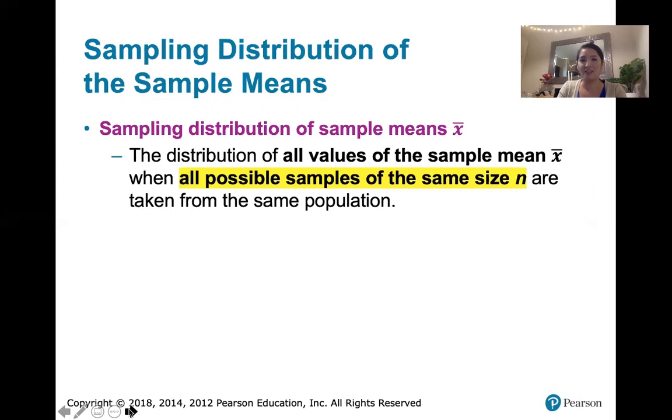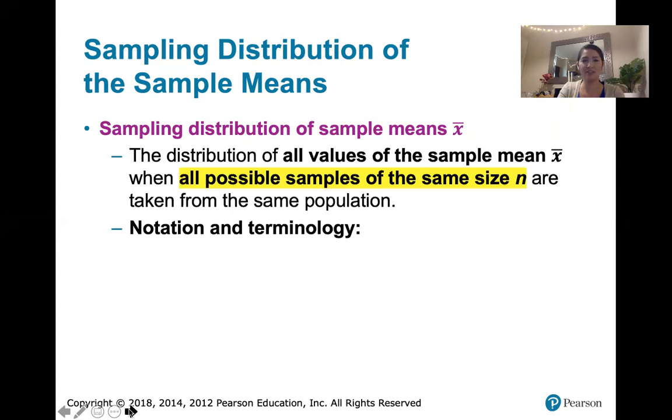So maybe n is 100 and we've got a population. So we select 100 values from the population and we're selecting with replacement. And then we compute the sample mean. And then we look at the next possible sample of size n equals 100 and we compute the sample mean. And we do this for all possible samples of that size n. And then we look at the distribution of all the values of the sample mean x bar.